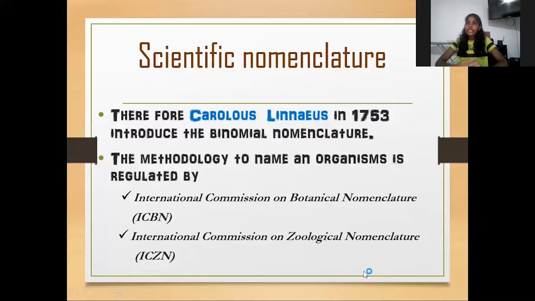It is the scientific nomenclature. Carolus Linnaeus in 1753 introduced the binomial nomenclature. The methodology to name an organism is regulated by the International Commission on Botanical Nomenclature and the International Commission on Zoological Nomenclature. These are the scientific names of animals.